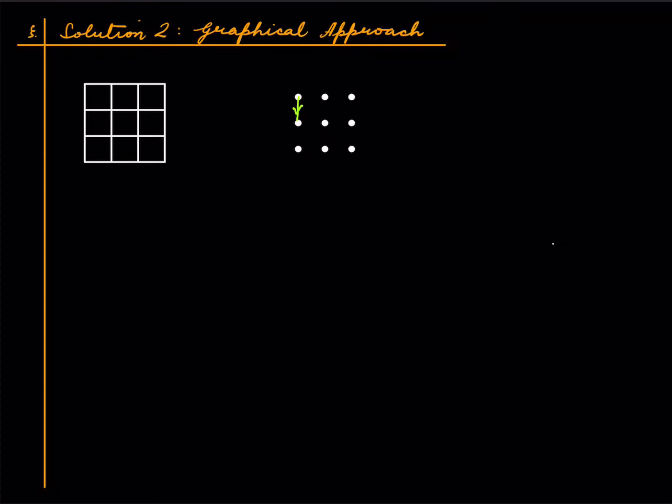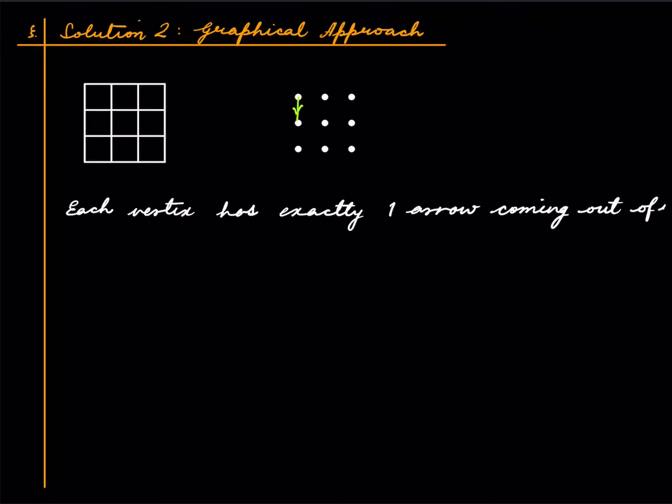So here is the first main observation. We see that each vertex has exactly one arrow coming out of it. Exactly one outgoing arrow, so to say. This is simply because each flea jumps to an adjacent square. That's what this gives us. And exactly one arrow coming in.